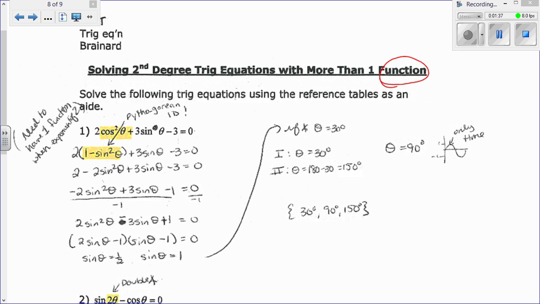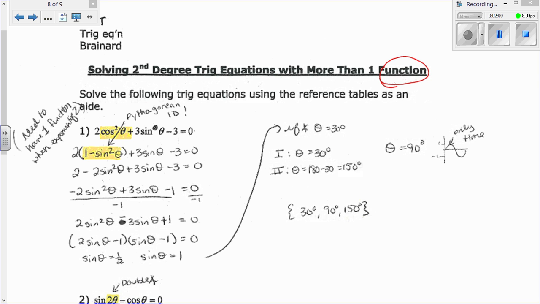So in this case, I have cosine squared theta and a sine. Since sine is not being raised to a power, we can't make a substitution for sine. We can only make a substitution for cosine squared. And cosine squared using our Pythagorean identity would be 1 minus sine squared theta. So what I've done is in place of cosine squared theta, I put 1 minus sine squared theta.